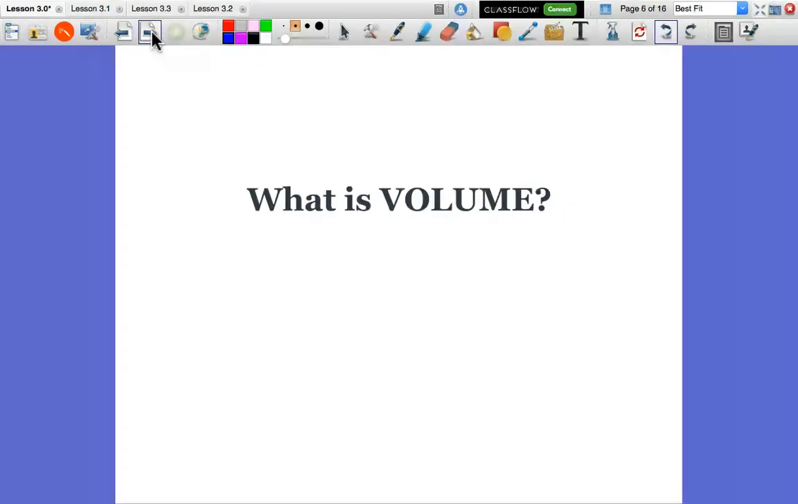So what we're going to look at now, we're going to transition to reviewing now, is actual volume. Now that we've solidified our understanding of area, hopefully, we want to look at volume. So what is volume? Volume is the amount of space that something takes up. Think about how much water you can fit in an object. That is the volume. How much something can hold is the volume of it.